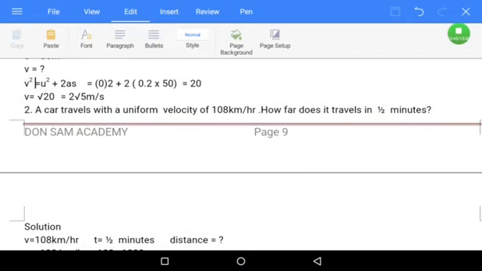Now, example 2 says a car travels with a uniform velocity of 108 km per hour. How far does it travel in half a minute? Of course, I told you that when you're working, you work in SI units. We can't work with this, we work with meter per second. So you have to convert 108 km per hour to meter per second, because when you say km per hour, it means velocity. And when you say minutes, it means time. So we have speed and time. What are we looking for? How far? Find distance.